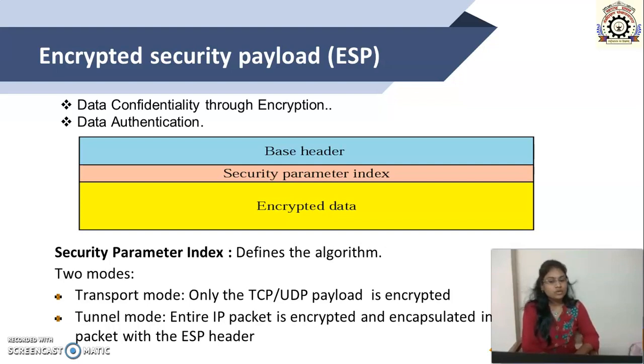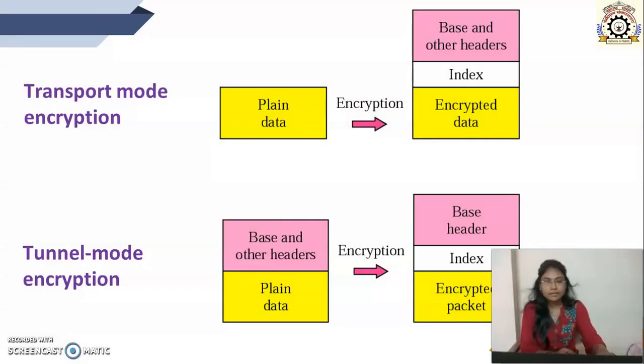It is performed in two modes, that is, transport mode or tunnel mode. In case of the transport mode, only the TCP or UDP payload is encrypted. It means only the data portion is encrypted in the transport mode, because TCP and UDP are used in the data portion. In case of the tunnel mode, the entire IP packet is encrypted. Entire IP packet means it includes both the base header and payload. Now we will see the diagrammatic representation.